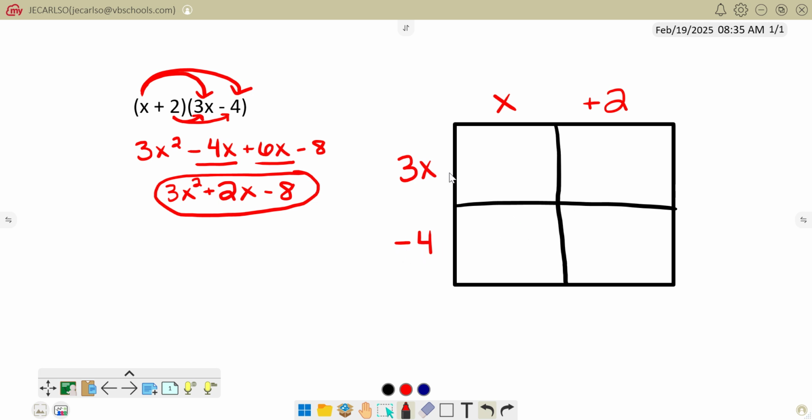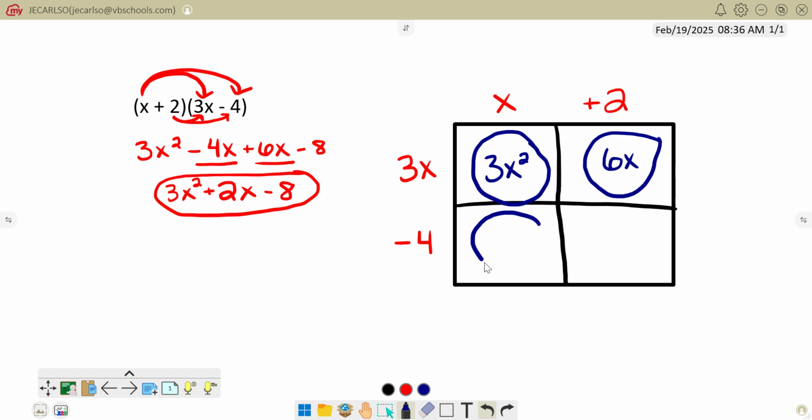Now, this is essentially the same as what we just did. It just organizes it in a different way. So when I am in this box here, I look up and to the left to see what I'm multiplying to make that piece. So if I look up, that's x times 3x, which is 3x squared. Now this box, same thing. I look up and then all the way left to see what I'm multiplying. So I'm multiplying 2 times 3x, and that's 6x.